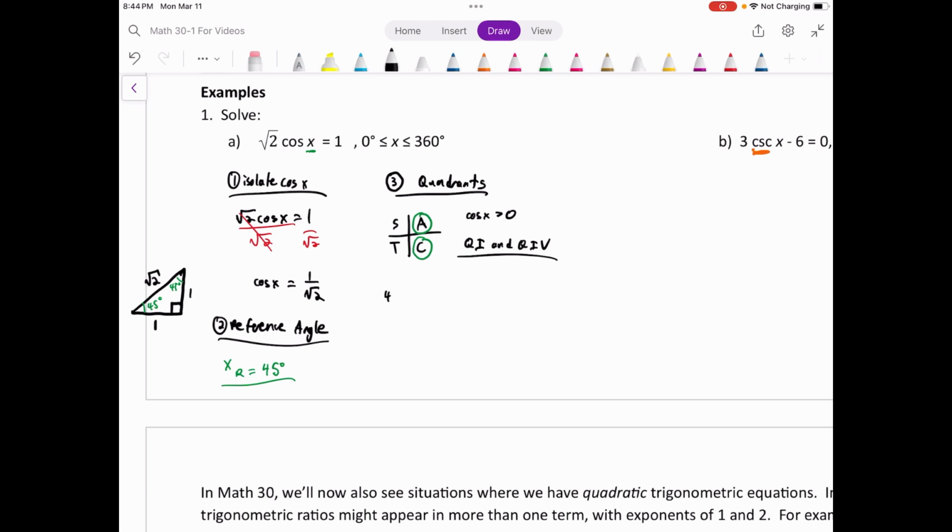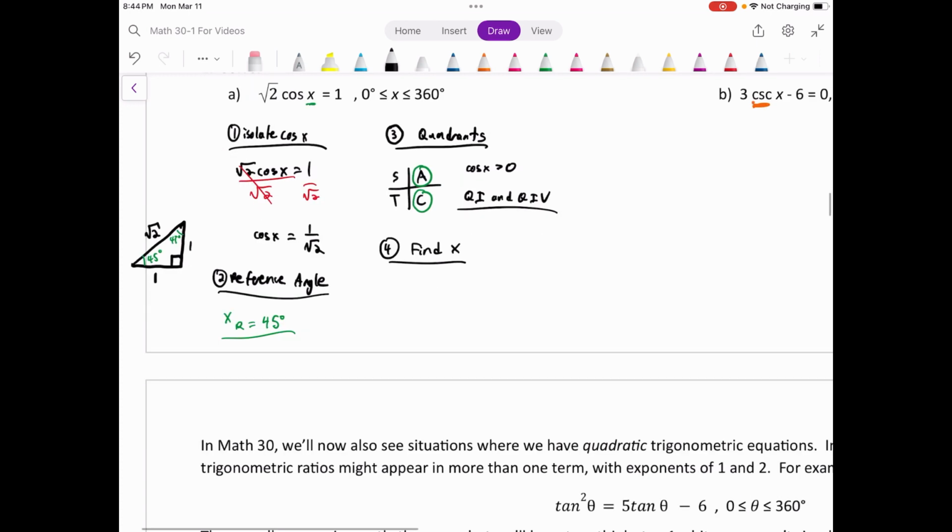I mean, to be honest, we don't always split these up into 4 steps, but I'm just kind of labeling them as these separate 4 steps, but I do just want to remind you it really is always kind of this same process, right? Figure out what your ratio is, then use that to get a reference angle, then use the sign of it to figure out what quadrant you're in, and then use the relationship between the angle and the reference angle in those quadrants to find the angle itself. So find x. X is our angle here.